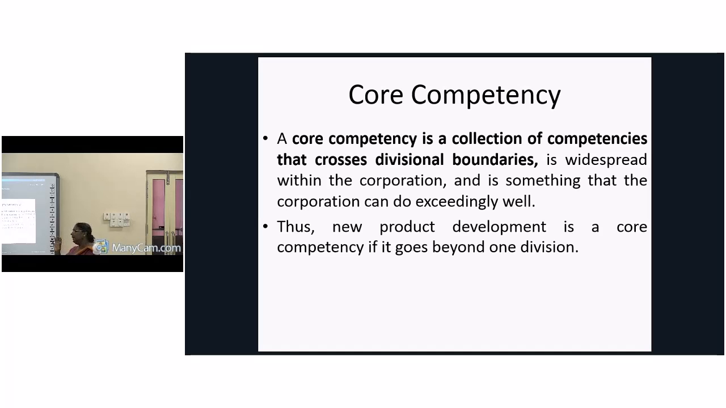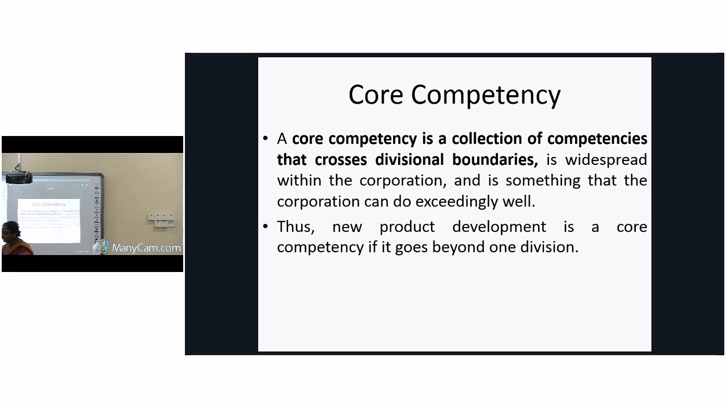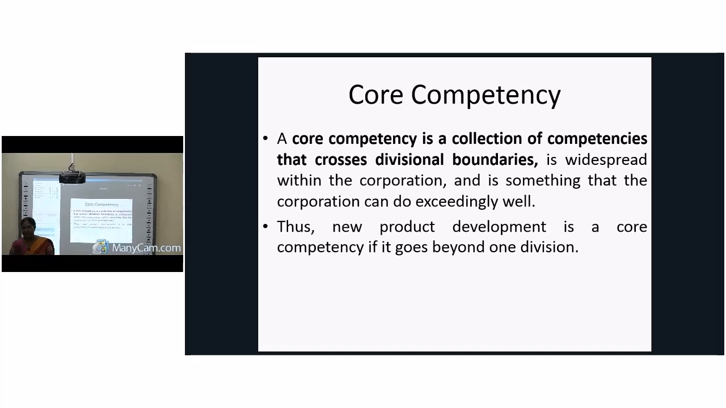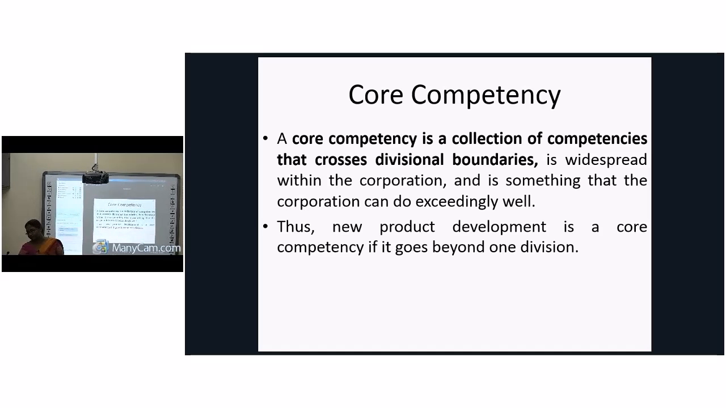The whole departments, the whole organization should work together to become something, a core competency. So then it is the major competency of the organization. Everyone works together and delivers a new thing. Core competency is a collection of competencies that crosses divisional boundaries. No divisional boundaries there. It happens basically in developing new products.